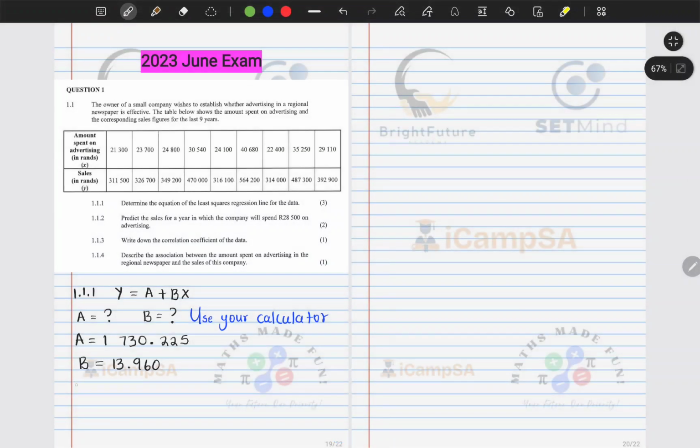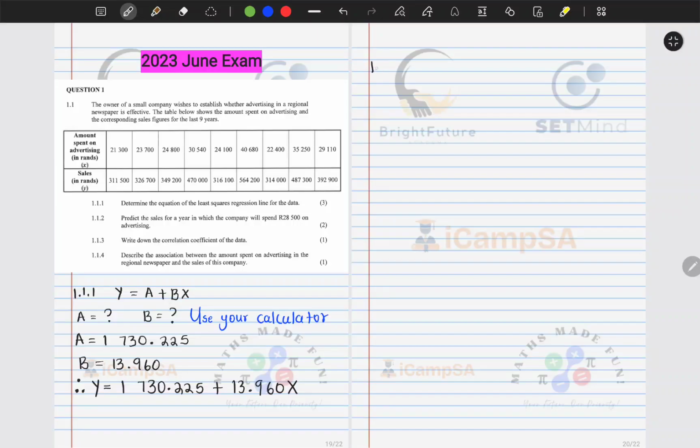Okay, so this means we can now write our equation. So therefore, our equation Y will simply be 1,730.225, then plus 13.960 times X. Okay, that is what is happening.